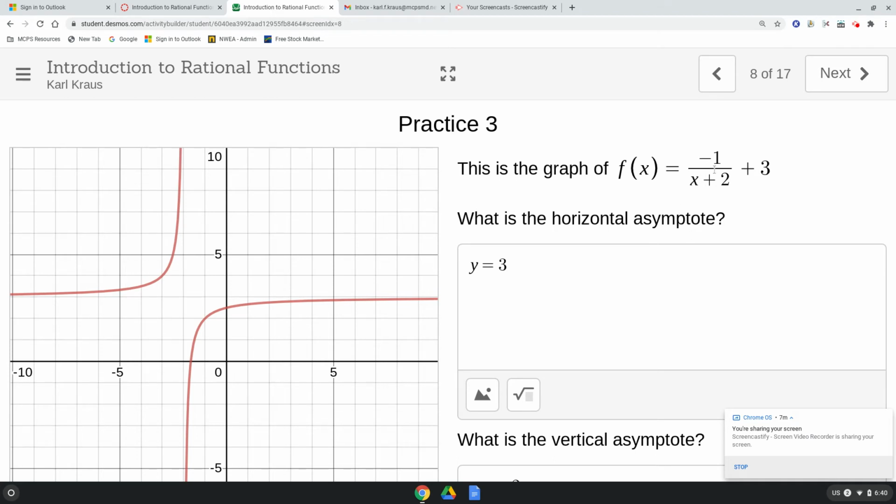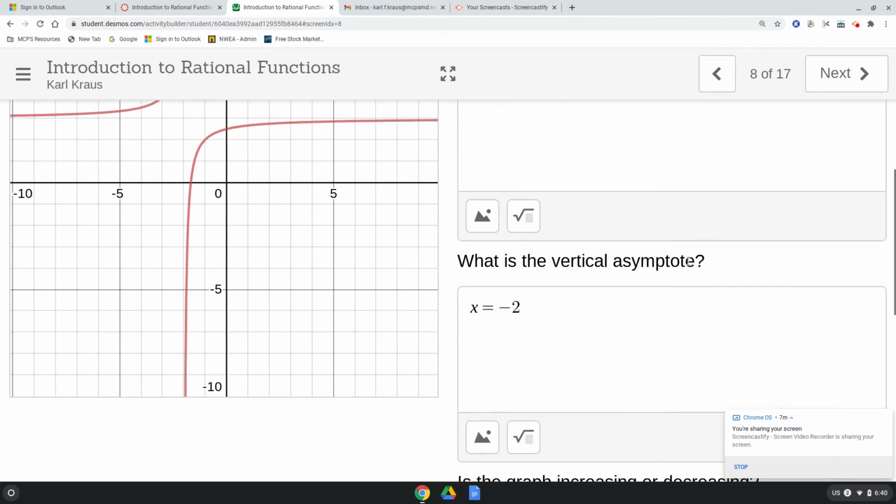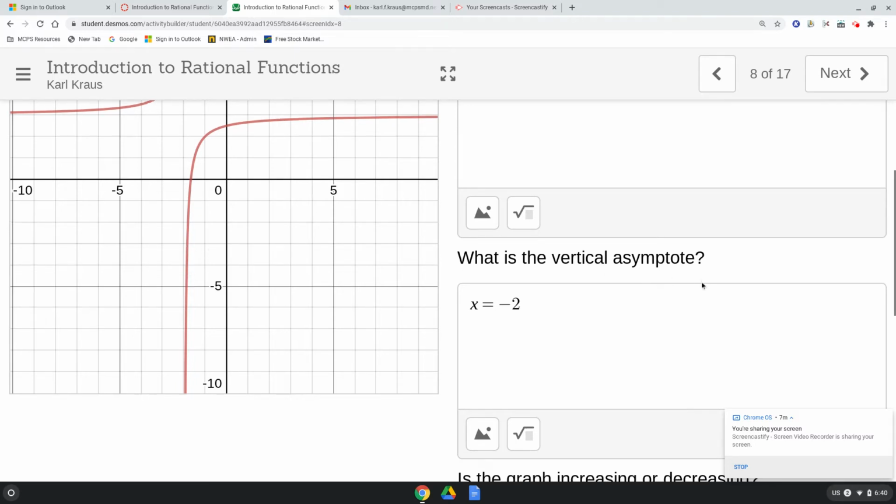Practice 3, -1 over x plus 2, plus 3. Horizontal asymptote, y equal 3. Or if I look at the graph, y equal 3. If I look at this, -2 makes the denominator 0. X equal -2. Look at the graph. That's where the discontinuity occurs, at x equal -2.